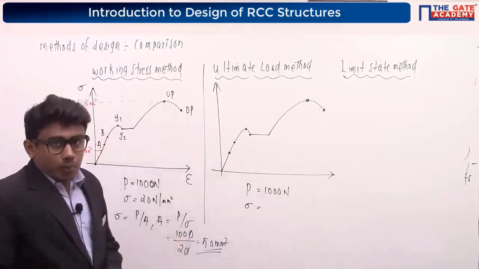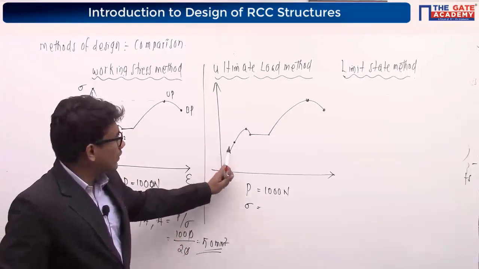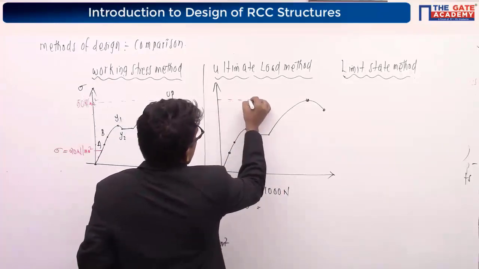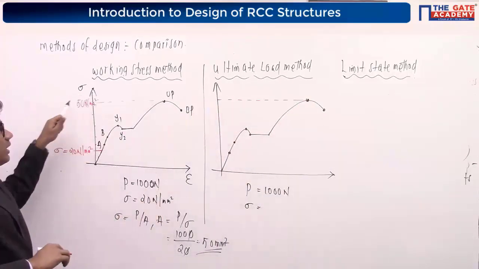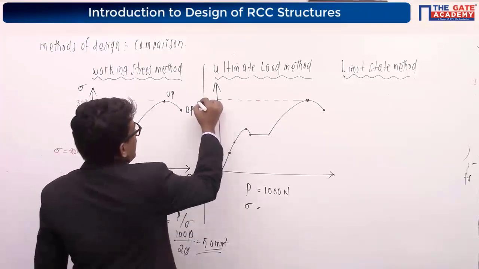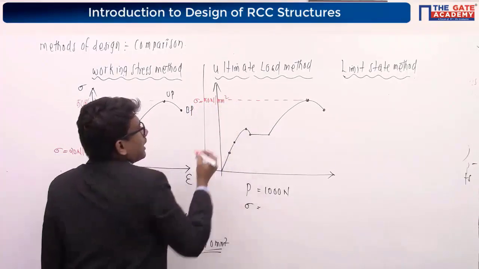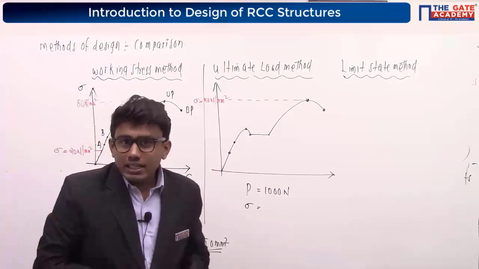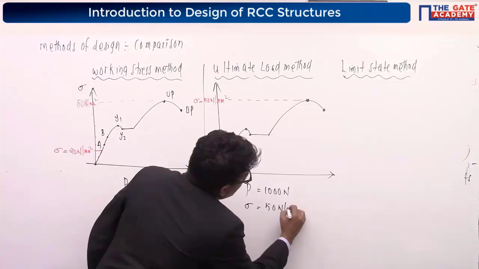In ultimate load method, I am not going to consider the stress value within the elastic limit or anywhere on this curve. I am going to consider the maximum stress which the material can carry. I have taken it as 50 Newton per mm square here, as we are using the same material. In ultimate load method, I consider the maximum stress the material can carry for the design. So the stress value here will be 50 Newton per mm square.